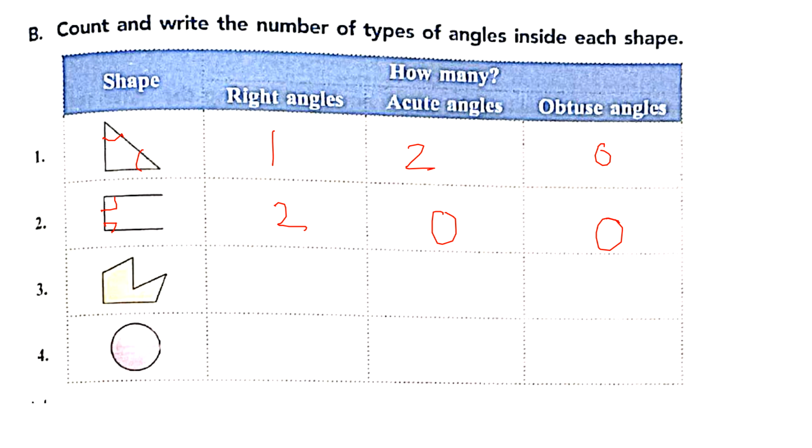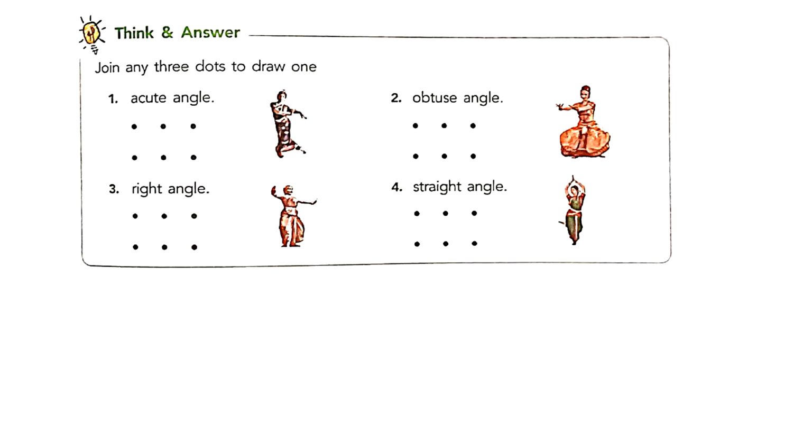Now this one is interesting. How many right angles? You see right angle is 1. Then how many acute angles? This is one acute angle. This is one acute angle, so 2. And how many obtuse angles? This is one obtuse, this one is one obtuse, so 2 obtuse. And then right angles here 0, acute angle 0, obtuse angle 0. Everything is 0 here.